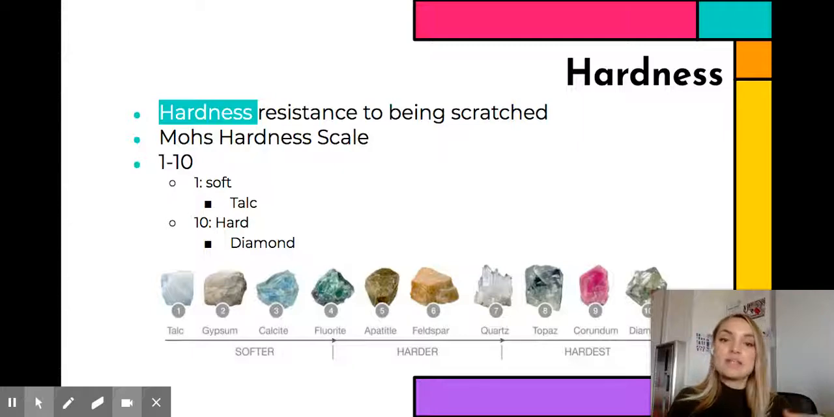On the other end, the hardest known material is diamond. Diamond can only be scratched by other diamonds. That's how hard it is. So again, hardness is the resistance to being scratched. And we measure it from 1 to 10 on the Mohs hardness scale.